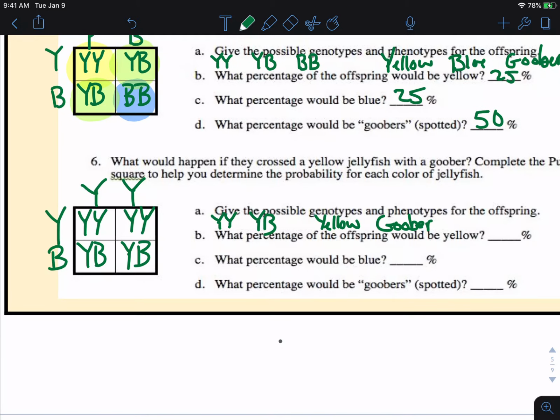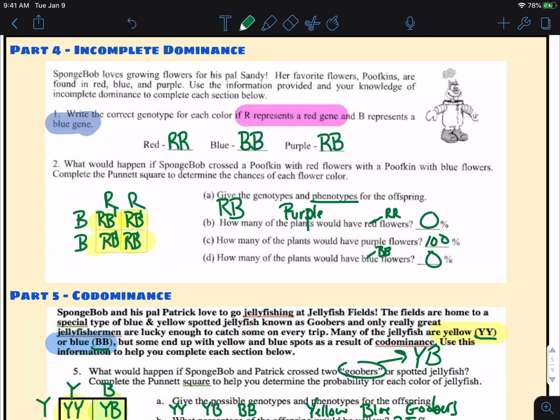So what percentage of the offspring would be yellow? We've got 2 out of 4, 50%. What percentage would be blue? We have 0, none, no BBs. So it's got to be 0%. And what percentage would be goobers? That is going to be 50% because there's 2 out of 4. Okay, guys, you notice how it's the exact same thing with the Punnett squares that we've been doing over and over and over.